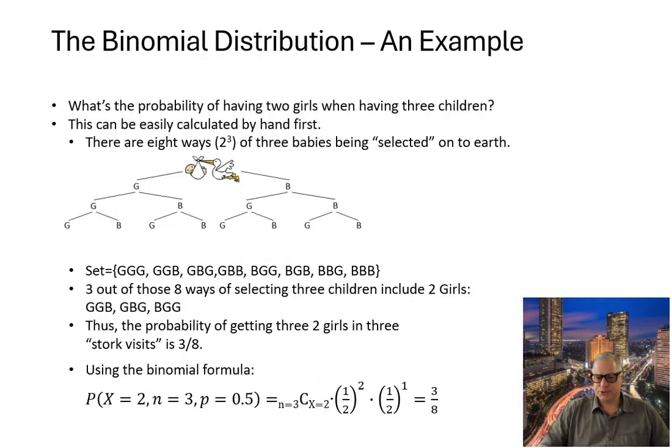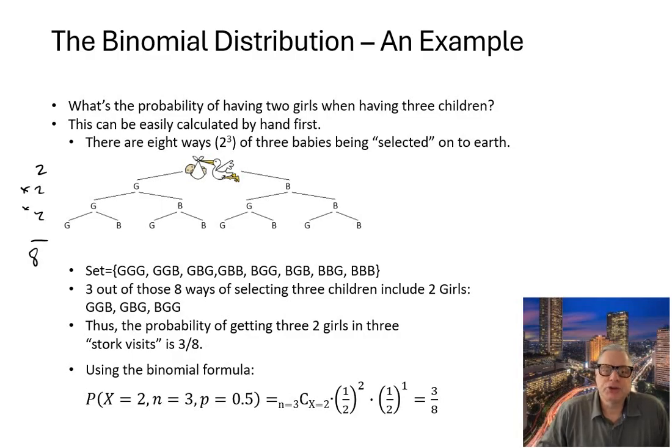Okay, so now we do again a similar example. Let's assume, what's the probability of having 2 girls when having 3 children? So how many ways are there of having 3 children? Well, you can always have a boy or a girl, so it's 2 raised to the 3. So 2 times 2 times 2 gives us 8 ways of having 3 children. We can have girl, girl, girl, girl, girl, boy, girl, boy, girl, girl, boy, boy, boy, girl, girl, boy, girl, boy, boy, boy, girl, boy, boy, boy.